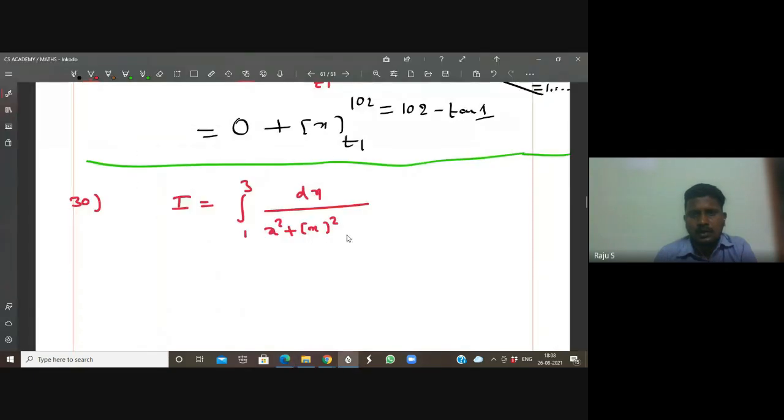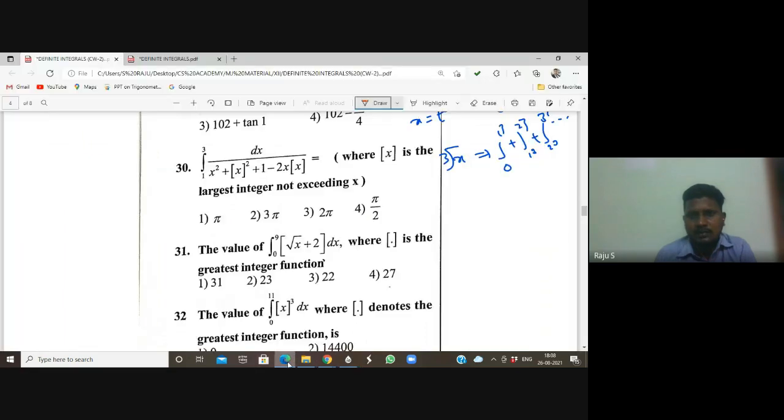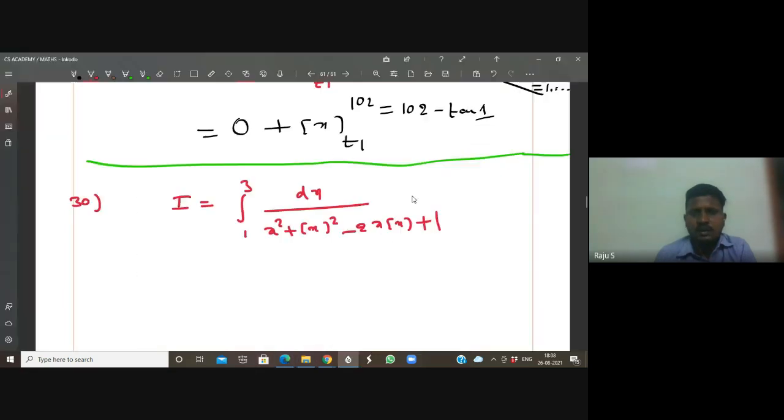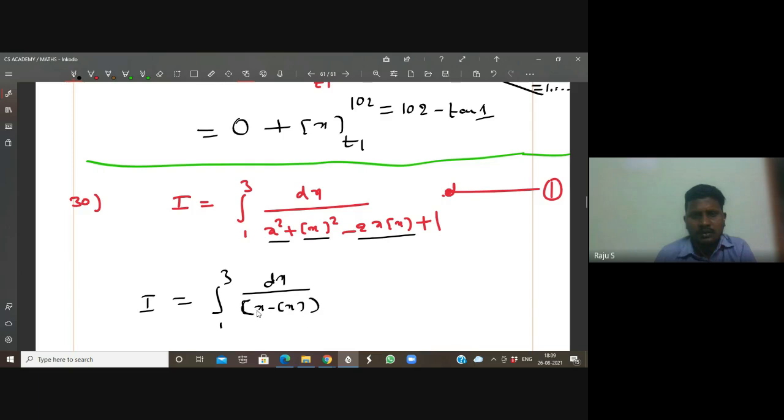Shall I write here minus 2x greatest integer plus 1? The given integrand I have written like this. So let us take one. What about this value they are asking? This is in the form of a square plus b square minus 2ab. And shall I write dx by the square of x minus greatest integer of x, that is, a minus b whole square, plus 1. Clear?